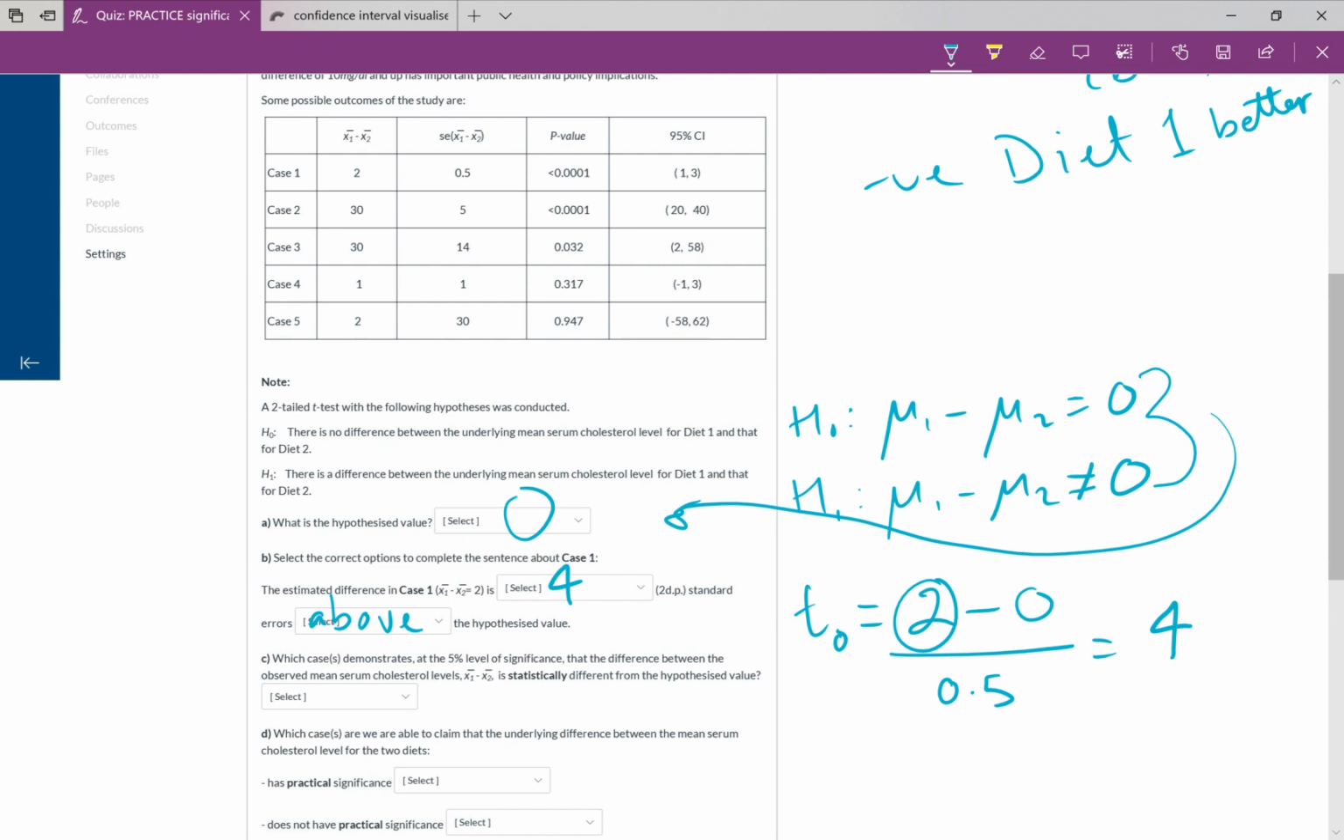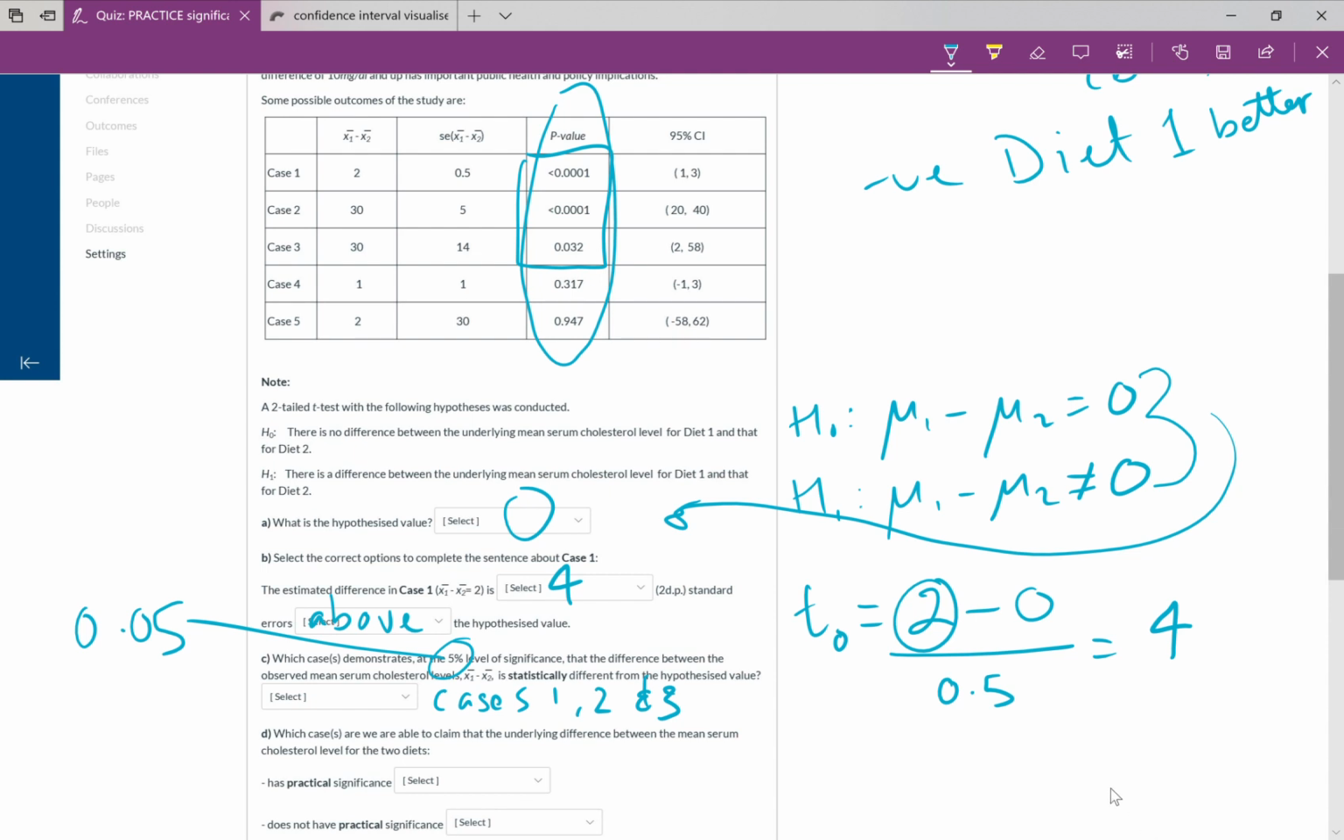Okay, question C is asking about statistical significance. Statistical significance refers specifically to the p-values. And in this case, our significance level is 5%. So any p-value less than 5% or less than 0.05 is going to be deemed statistically significant. So in this case, when we look at our 5 cases, the top 3 have p-values less than our significance level. So which cases are statistically significant? Cases 1, 2, and 3.